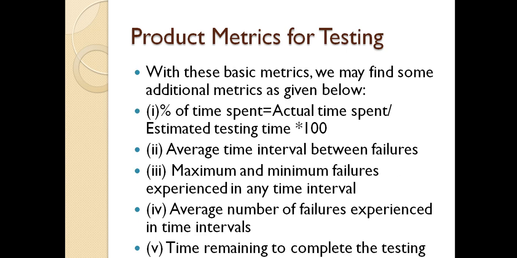So product metrics are based on these measures, and he will find some additional metrics based on formulas. He will calculate the total time spent for the testing phase. It will be calculated as actual time spent divided by estimated time, multiplied by 100. Including this formula, product metrics will find the average time of failures, maximum and minimum failures, average number of failures in time intervals, and how much time is remaining to complete the testing.